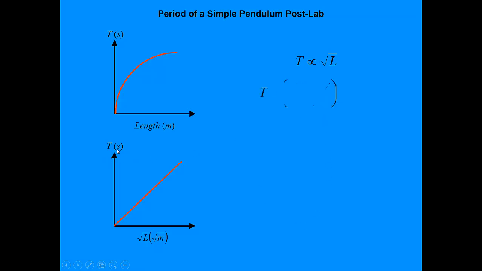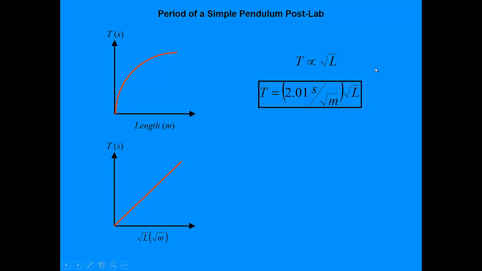Units: rise, seconds, over run, square rooted meters. That doesn't look like anything we've seen before, so we'll see where that comes from in the proof. The x variable is the square root of the length, and the y-intercept is 0, meaning no length, no period, because it can't swing back and forth.